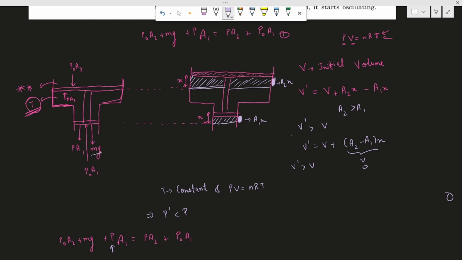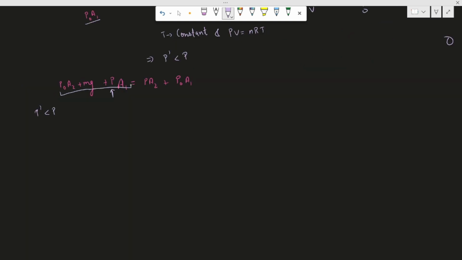The downward force mg won't change, P naught A1 won't change, P naught A2 will also not change. The only changing forces are P into A1 and P into A2. So on the left side of the equation there are downward forces, and on the right side there are upward forces. So P naught A1 will not change. Here P naught A2 plus mg won't change. Only changing quantities are P into A1 and P into A2, because pressure is changing.